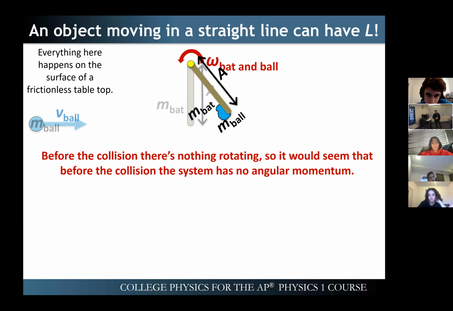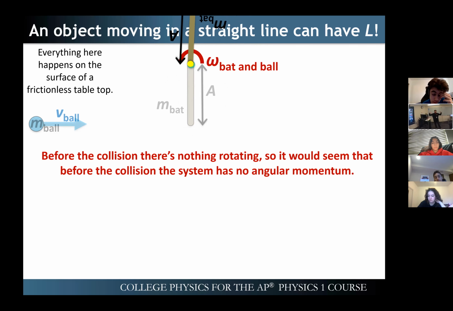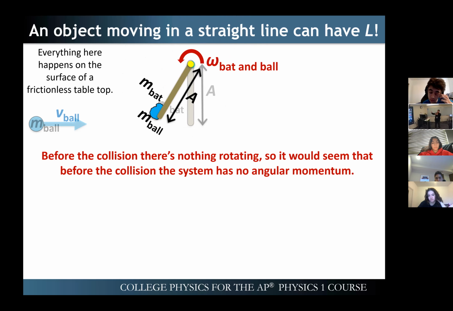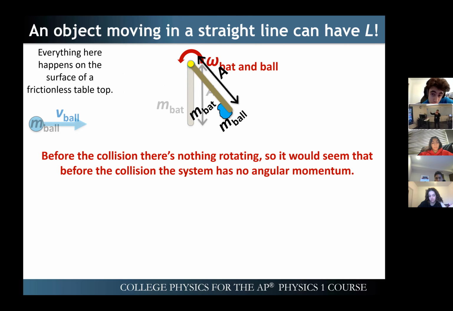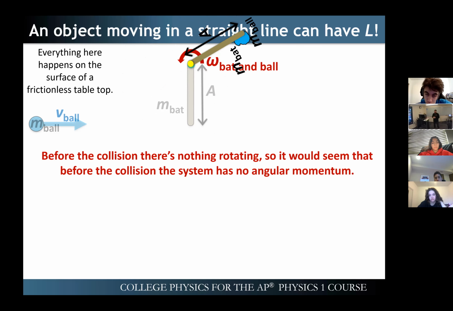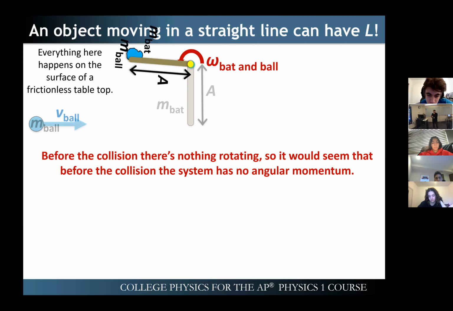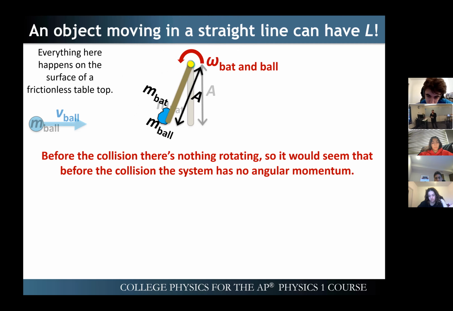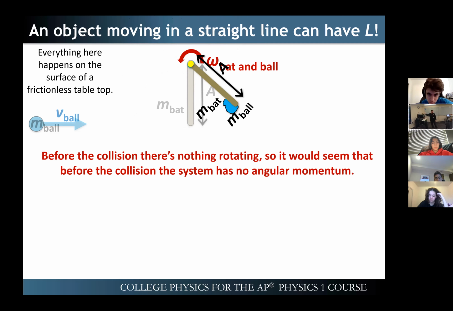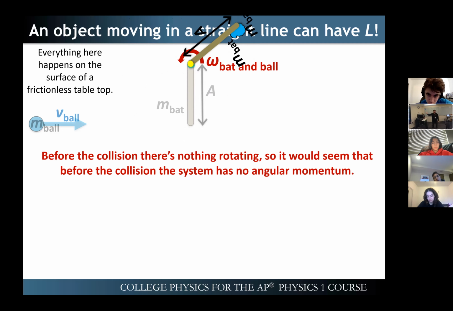Because angular momentum is conserved. Angular momentum is conserved unless we provide some external torque, which we aren't. The system is the ball and the bat. So we haven't done anything extra. Unless we provide some external torque, momentum has to be conserved, and we didn't provide anything else. So the angular momentum we have right now, which clearly exists because it's moving in a circle, has to be equal to the angular momentum it had prior.